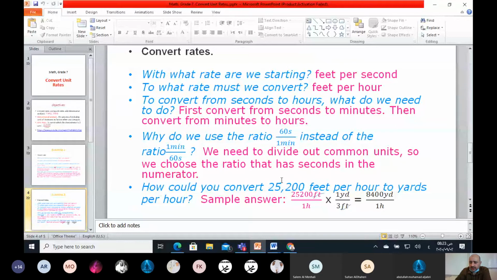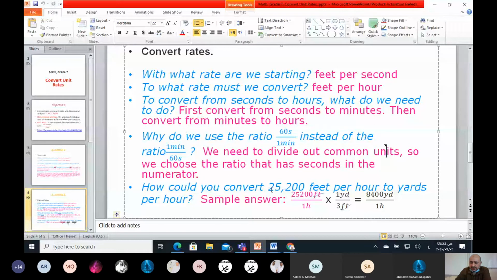So how could we convert 25,200 feet per hour to yards per hour? As you see here, the change is from feet to yard. At the first step, go to the sentence 25,200 feet per hour and write the unit rate. So write here 25,200 feet per 1 hour.